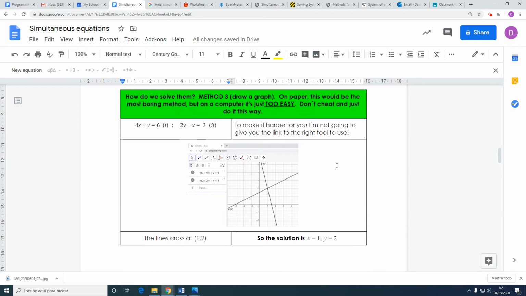And this method is graphical. On paper, this would be really frustrating and you wouldn't like it one little bit, but it's actually the easiest way to solve these equations when using the computer. Please don't use this one all the time. You have to get good at the other methods too. But you can use it to check your answers after you've found them using algebra.